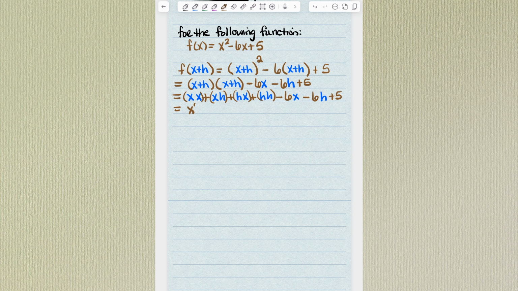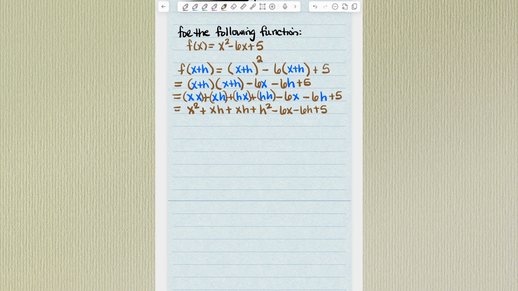I'm going to go ahead and do everything in brown, okay? And then we have x times h. We have x times h. We have h squared minus 6x minus 6h plus 5. So far, so good. Are there any terms that we can combine? Each individual item here is called a term. Are there any terms that we can combine? Well, xh and xh, we can combine those, right? And I think so far that's it.